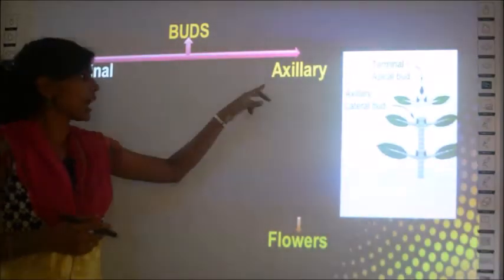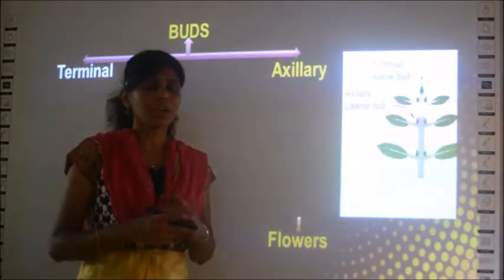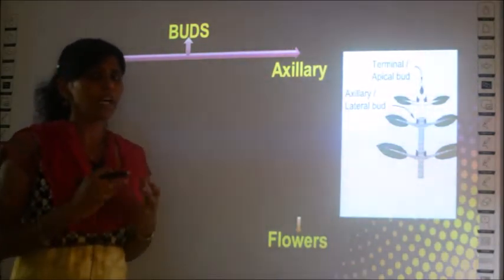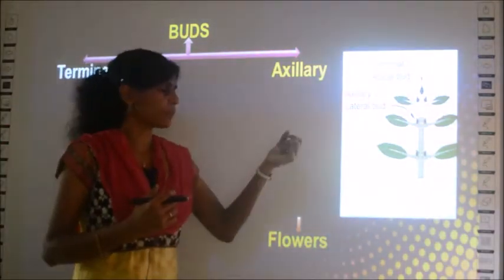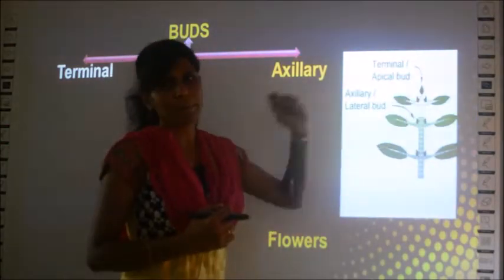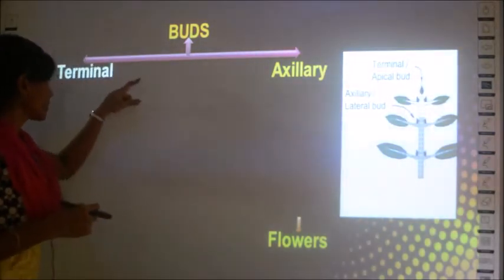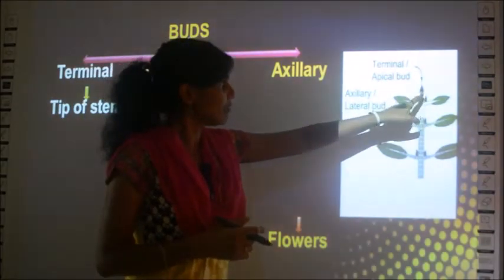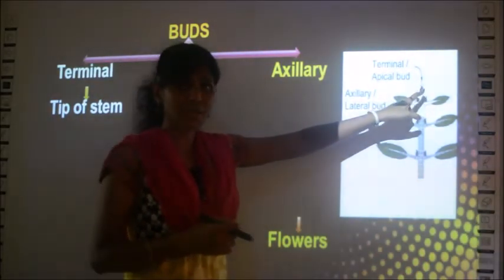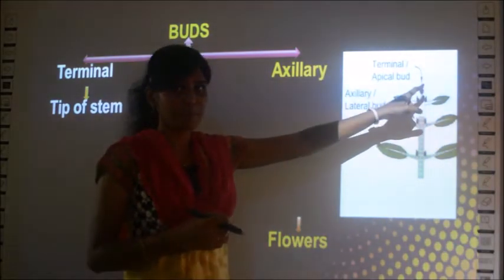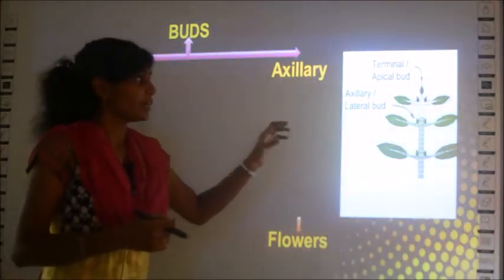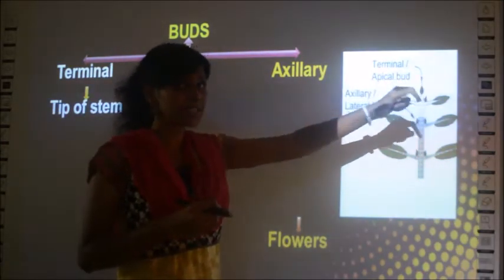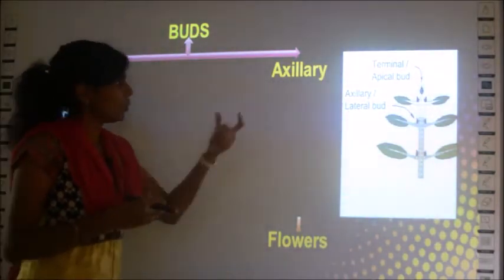And the second type is called axillary bud. So what are the two types of buds? Terminal bud and axillary bud. What is a terminal bud? Whatever is present on the tip of a plant, you call it terminal. If something is present at the tip or apex, you can see here, if a bud is present on the tip, then you call it apical bud or terminal bud. So the buds present at the top of the plant are called terminal buds.